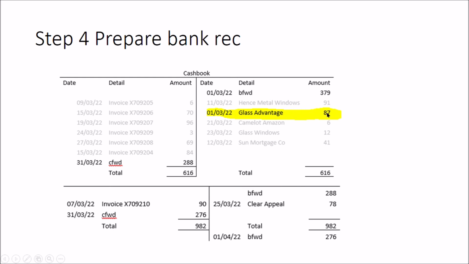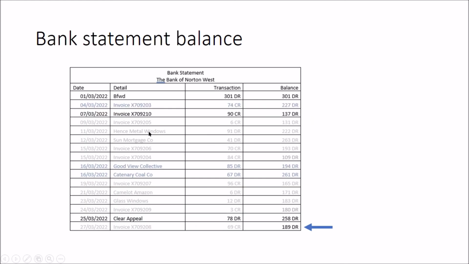So it's a payment out in the cash book, so it's reduced the cash book, but it hasn't hit the bank statement. Now there might be sometimes some payments on the other side, payments into the bank that haven't cleared the bank statement yet. So you could have some payments out, we could have some payments in. Payments out are unpresented checks, payments in are outstanding lodgements.